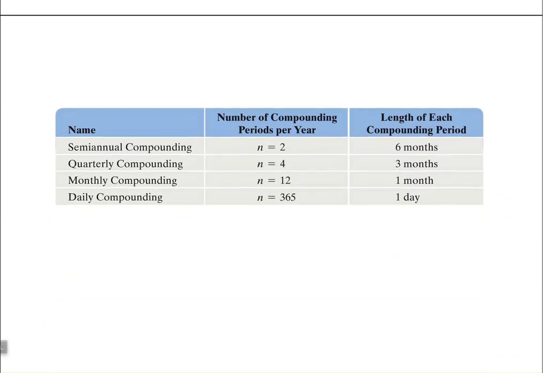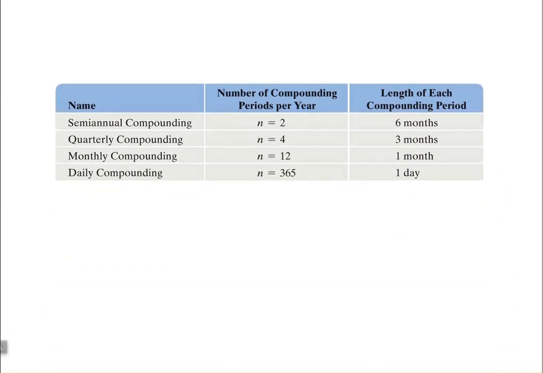Before we do that, you may want to make a note of this. Semi-annual is where n equals 2, compounding every 6 months. Quarterly compounding is where n equals 4. Monthly, n equals 12. And daily compounding is where n equals 365.